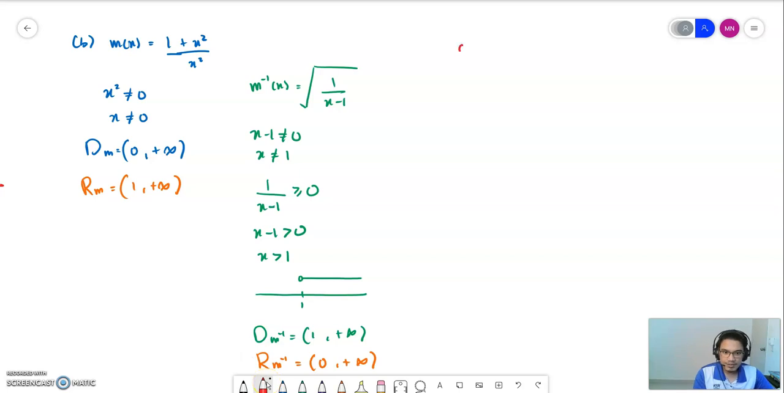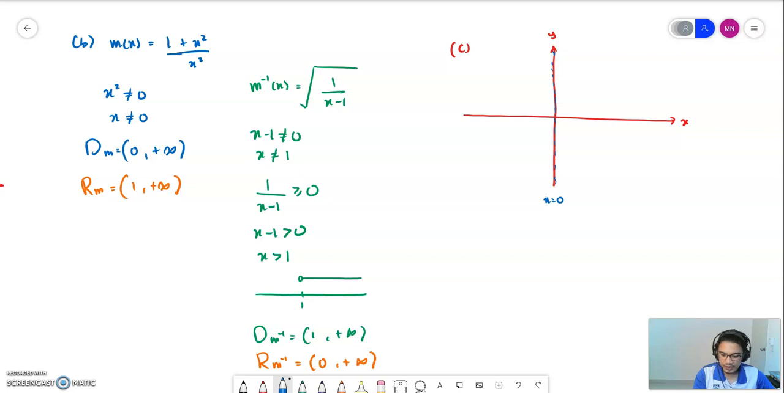Okay, then for C, in order to sketch the graph, first make sure that you label the x and y axes. Then you label the asymptotes. For example, we have an asymptote at x equal to 0, because x cannot be equal to 0.